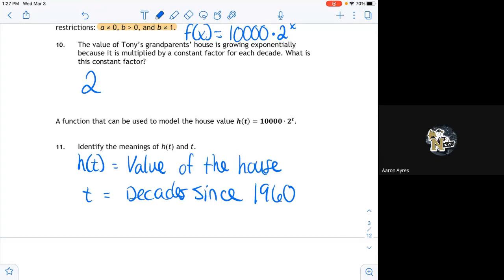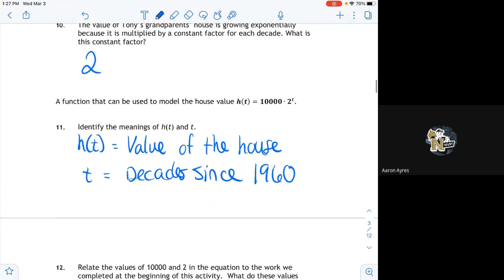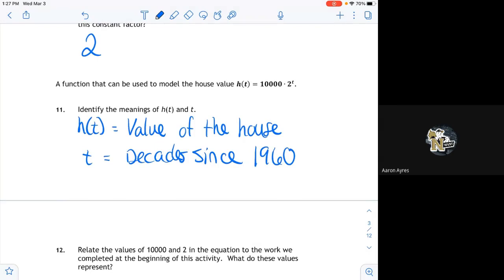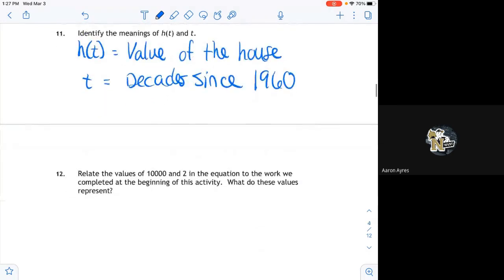All right, so here's the deal. Number 12. What's 10,000? What is 2? I just told you this stuff, right? 10,000 is what value? It's your initial value, right?